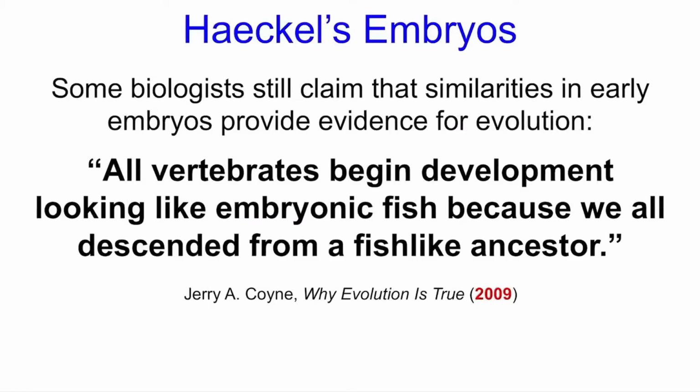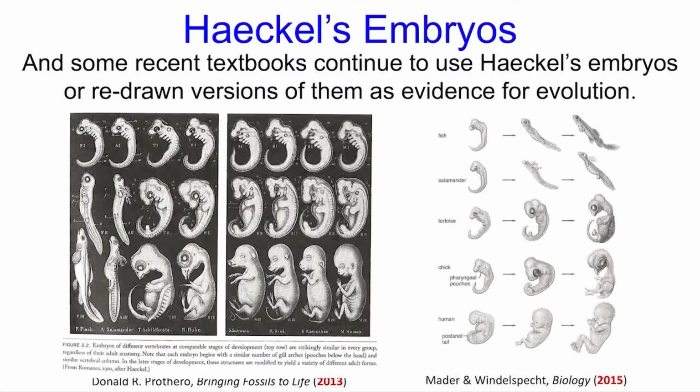Yet, years later, we still have evolutionary biologists claiming that the embryos are most similar. Here's Jerry Coyne from the University of Chicago. "All vertebrates begin development looking like embryonic fish because we all descended from a fish-like ancestor." Totally false. Textbooks. Here's a 2013 textbook, 2013, using Haeckel's drawings as evidence for evolution.